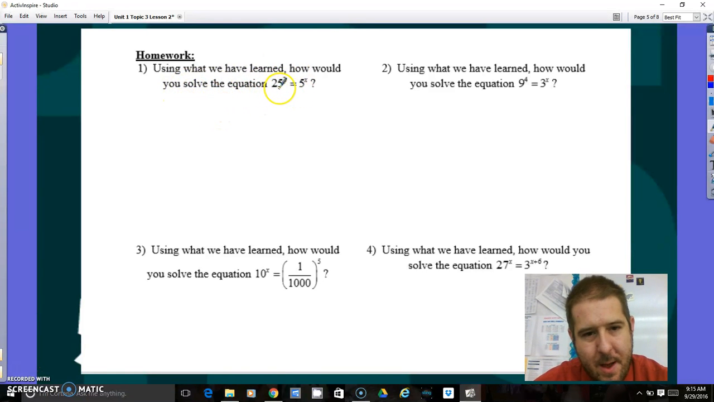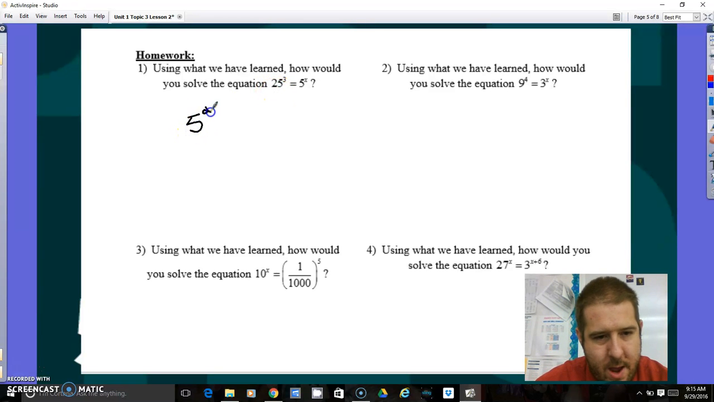Well, just like I just talked about, we can change 25 into 5 squared. 25 is the same thing as 5 to the 2nd power. But there's also a 3 there, so you have to leave the 3 there. I'm going to leave it in parentheses. Equals 5 to the x.